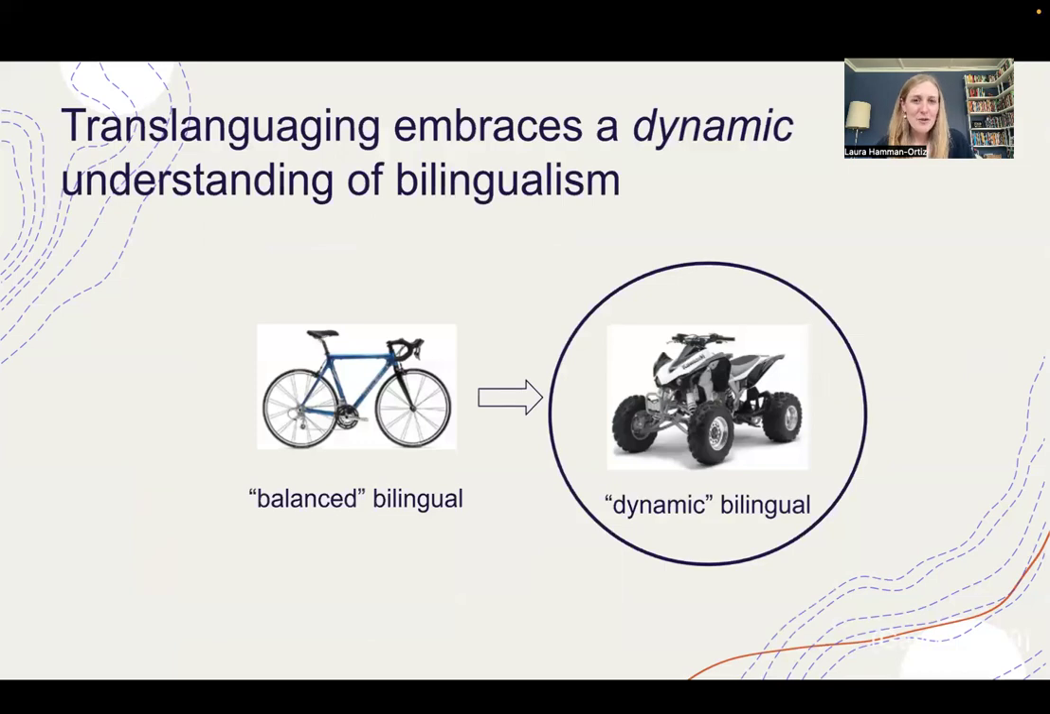And this is a great metaphor that Ofelia García uses to describe translanguaging. She says that translanguaging also embraces a dynamic understanding of bilingualism. So rather than thinking about bilingualism as something balanced, that you have to have full proficiency in Spanish and full proficiency in English to be considered bilingual, a translanguaging stance understands that bilingualism is dynamic and that someone's linguistic repertoire develops according to the context within which that language and those language features are being used. So like an all-terrain vehicle, the linguistic repertoire adapts to the terrain, right? And different language features might be used in different contexts depending on the terrain.